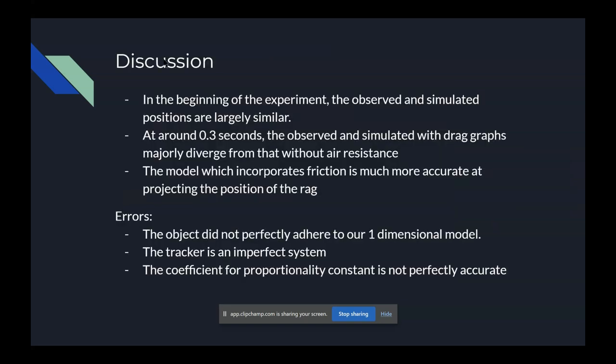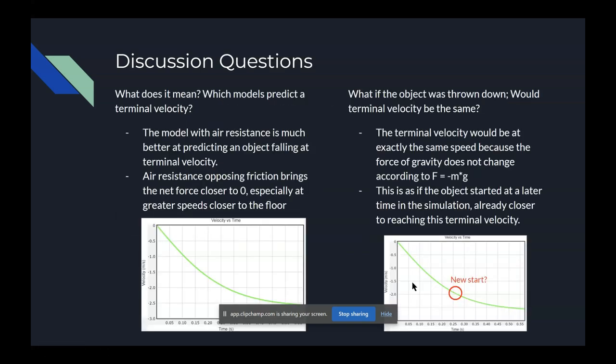At the beginning of the experiment, the observed and simulated graphs are largely similar, and then around 0.3 seconds, as we saw, the air resistance did have an effect, making them diverge. The model which incorporates drag is therefore much more accurate. Errors in this include the tracker, the object not adhering perfectly to the one-dimensional model, tumbling, all that stuff. As well as that, the proportionality constant, I got it essentially just from a square falling. And the rag, I mean, it should be behaving like that, but it's not perfectly accurate.